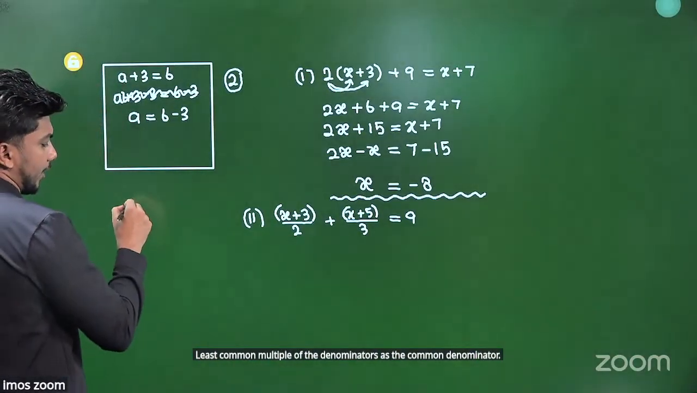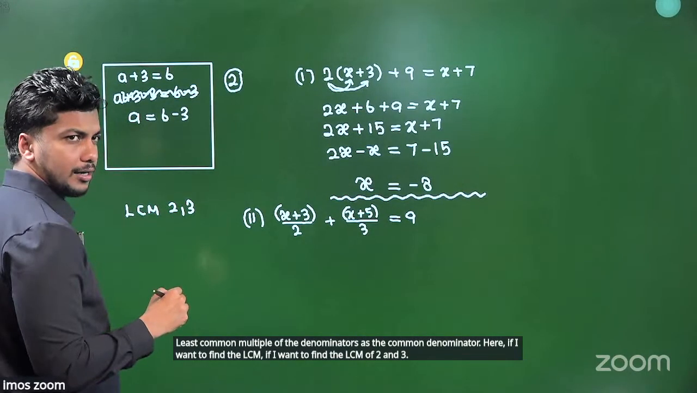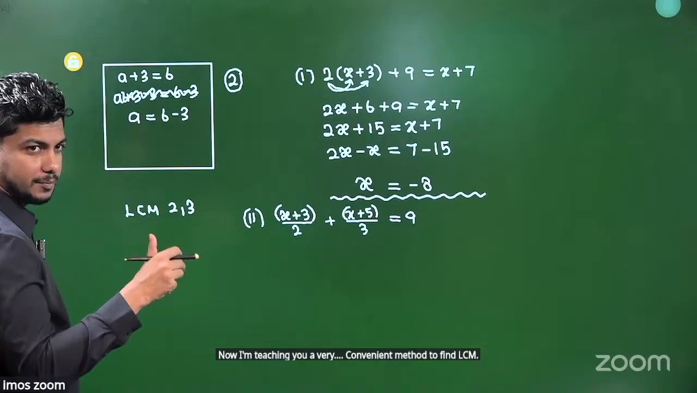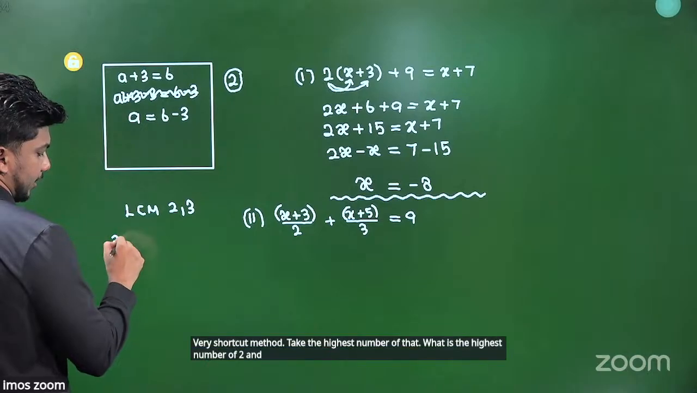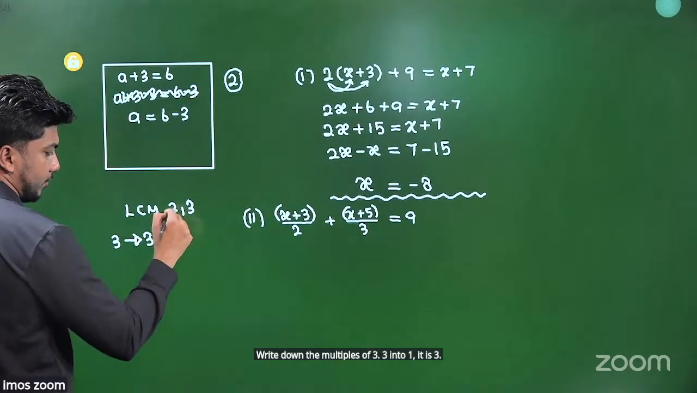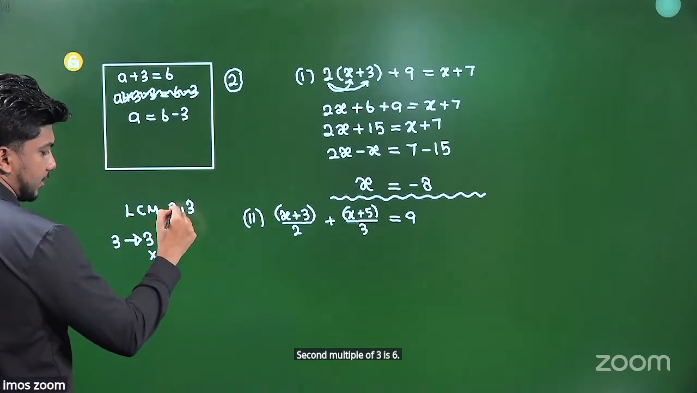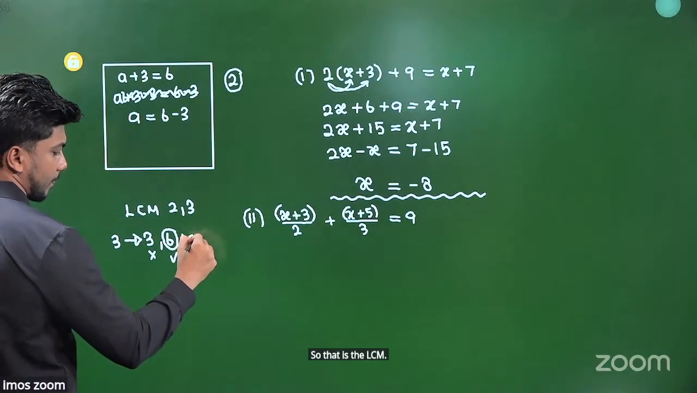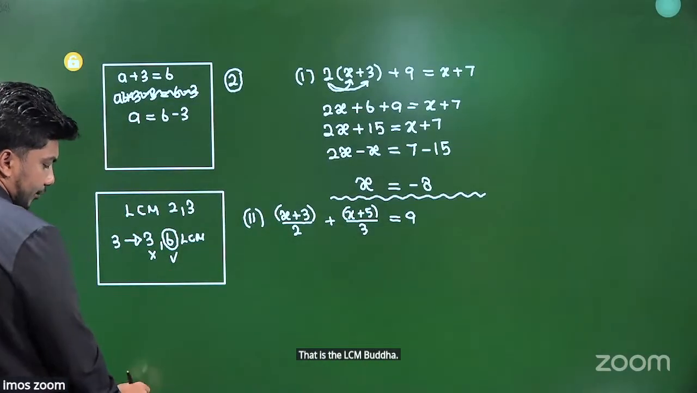Here, if I want to find the LCM of 2 and 3, now I am teaching you a very convenient shortcut method to find LCM. Take the highest number of those. What is the highest number of 2 and 3? 3. Write down the multiples of 3. 3 into 1 is 3. Check whether it is divisible by 2. No. Second multiple of 3 is 6. Check whether it is divisible by 2. Yes. So that is the LCM. Now you need to convert.